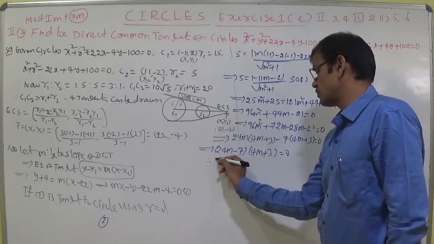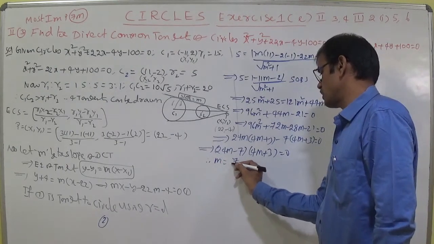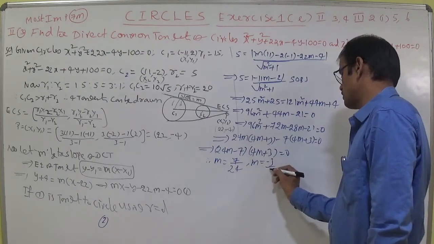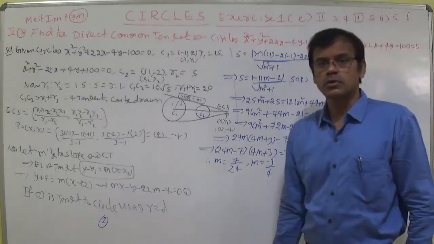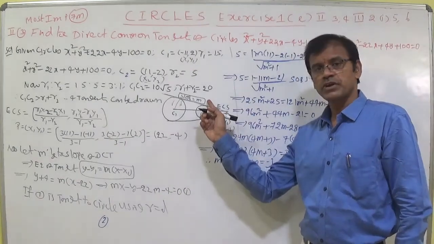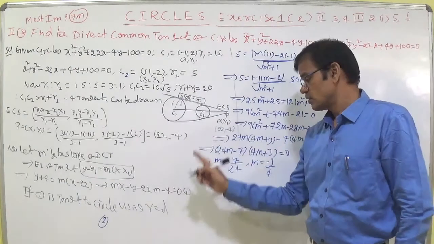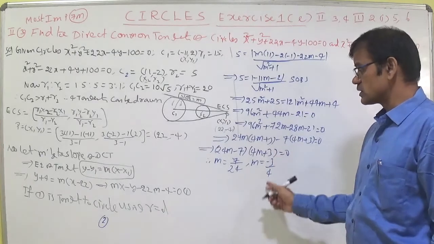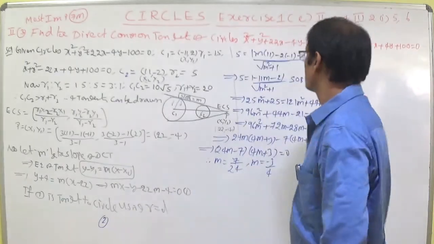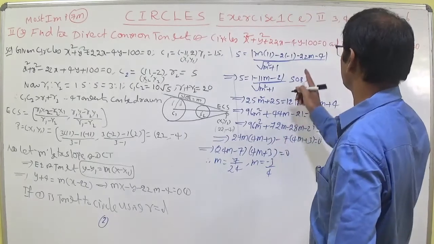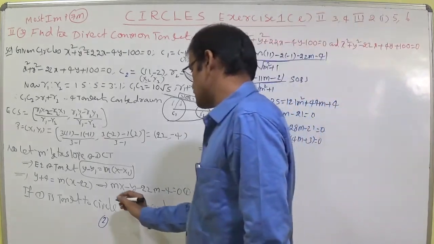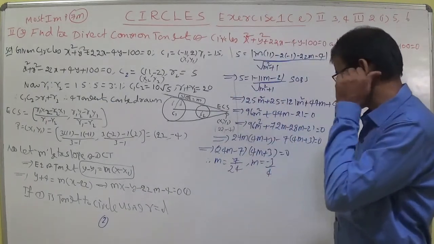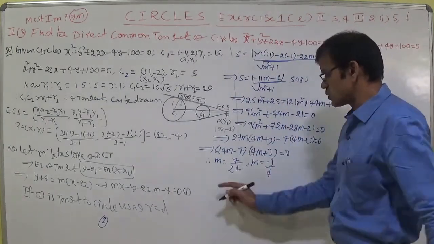Therefore, m is equal to 7 by 24, this is a case, and m is equal to minus 3 by 4. Why did you get two slopes? Because there are two tangents. For one tangent we got 7 by 24, and for the other tangent minus 3 by 4. We can substitute the value in equation 1: y minus y1 is equal to m into (x minus x1). You substitute in 1, then you will get the direct common tangents using the slopes.